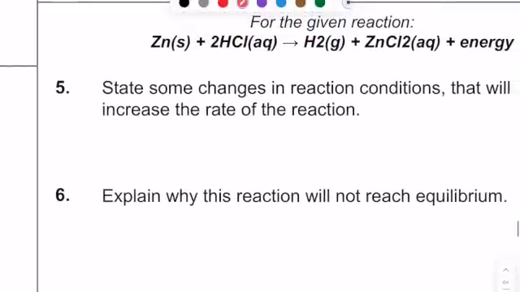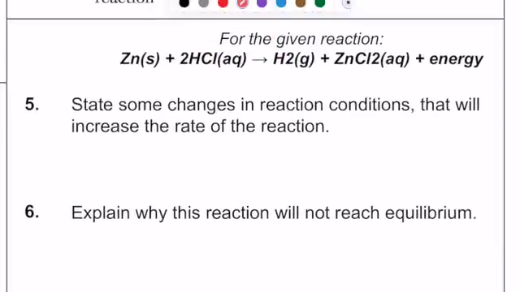State some changes in reaction conditions that will increase the rate of this reaction. So you can say anything along the lines of increasing the concentration of something, so adding more zinc, adding more hydrochloric acid. You can say adding a catalyst. You can say changing the temperature. So any of those options will be correct.